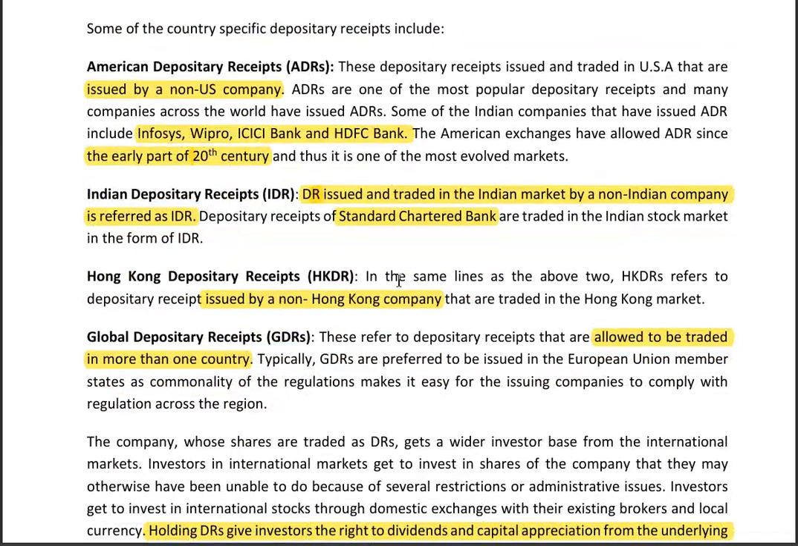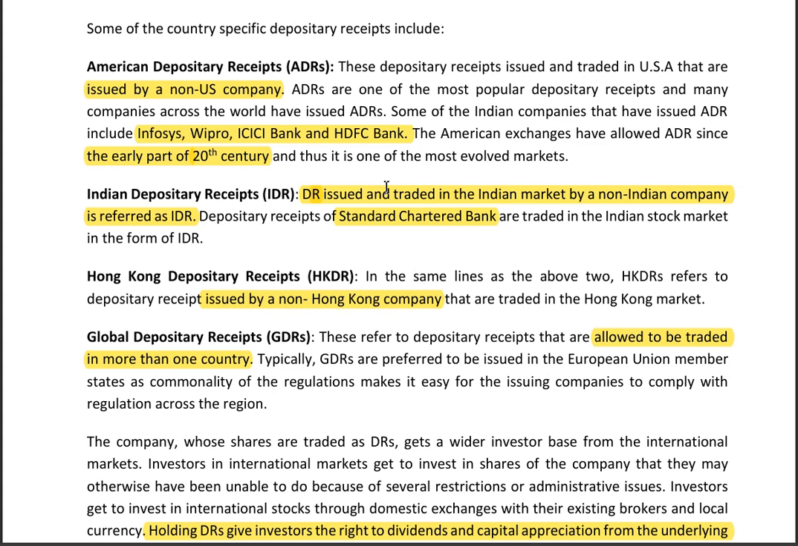So let's see what ADR, IDR, and GDR are. ADRs are issued and traded in the USA, issued by non-US companies. Some Indian companies like Infosys, Wipro, and ICICI have issued ADRs. They raise funds by issuing these ADRs, so many American citizens can invest in the Indian market via them. You understood, right?